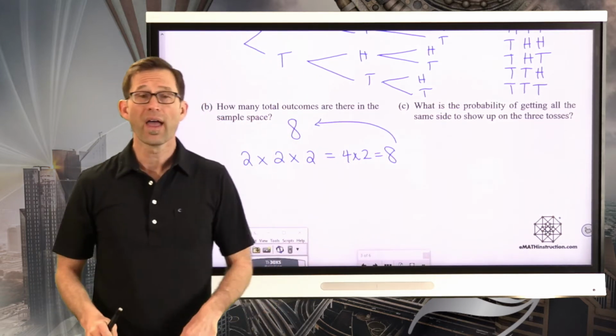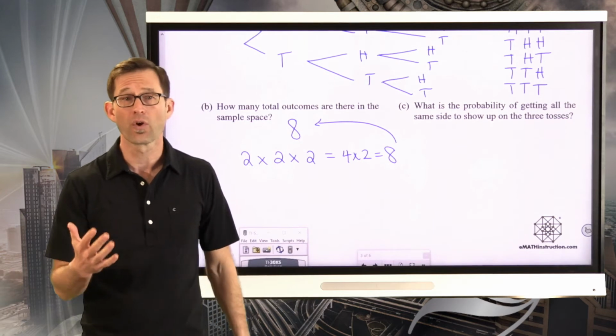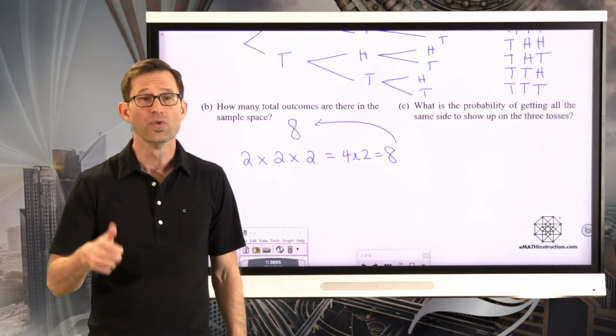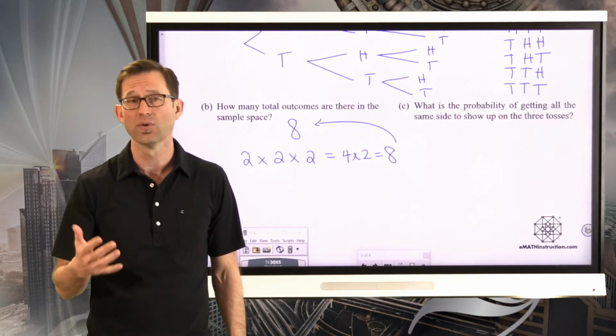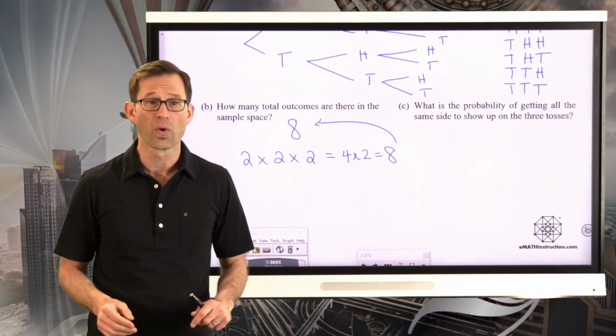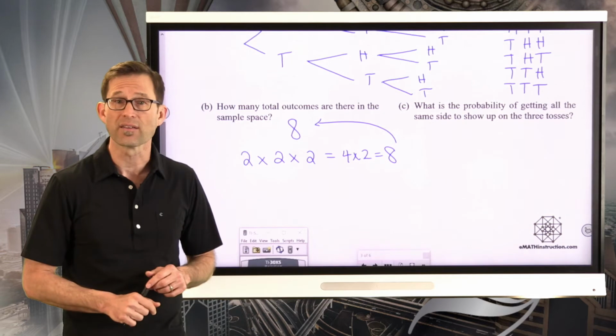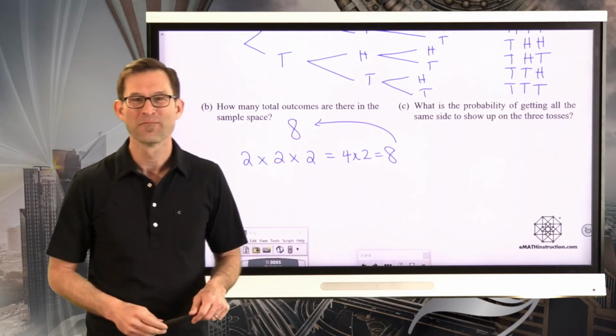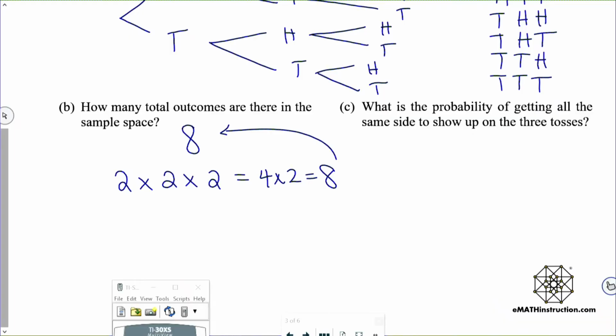So, you know, if I flipped 5 different coins, right, and I wanted to know how many total outcomes there would be, I'd do 2 times 2 times 2 times 2 times 2, and I'd actually get 32 total outcomes. Here I've just got 8. And now we can finally answer a probability question, letter C. What is the probability of getting all the same side to show up on the 3 tosses?